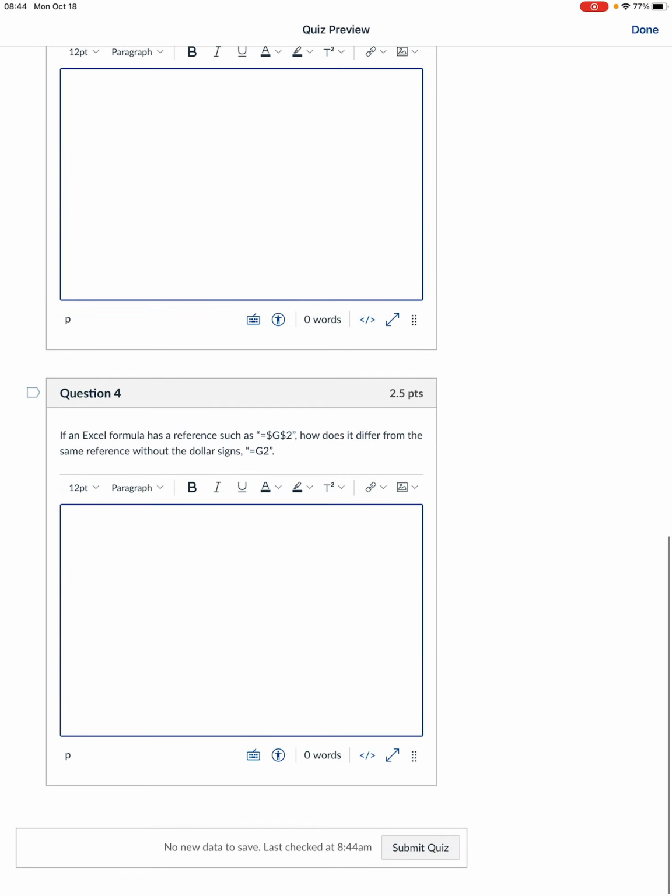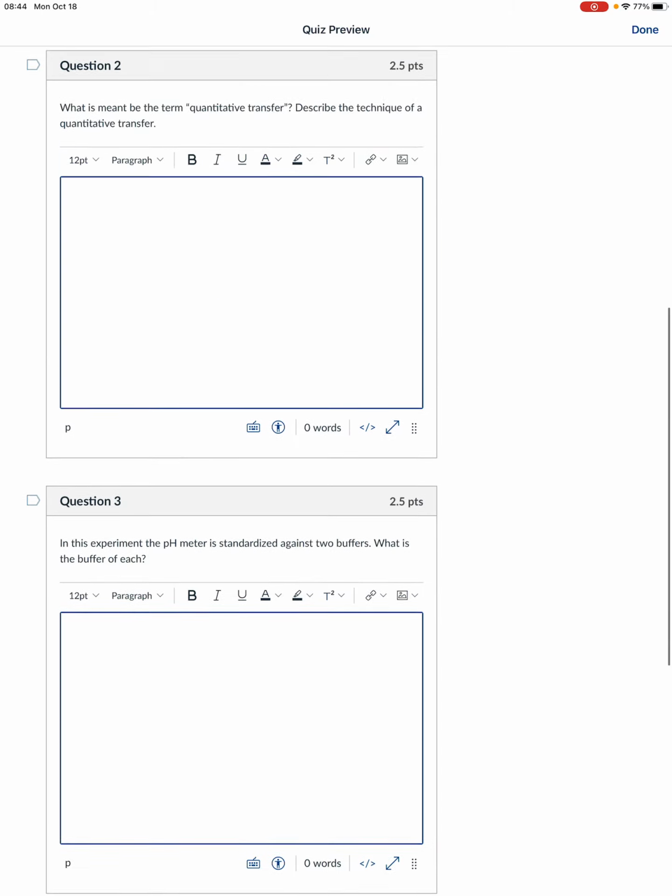Question number 4 says, if an Excel sheet has a reference that has dollar signs like $G$2, how does it differ from the same reference without the dollar sign? When this cell gets copied and pasted into other cells, the new cells will always refer back to cell G2, the absolute reference G2, where any other cells that don't have the $ in them might refer back to a different cell. So basically, $ means absolute reference, and non-dollar signs don't mean absolute reference.